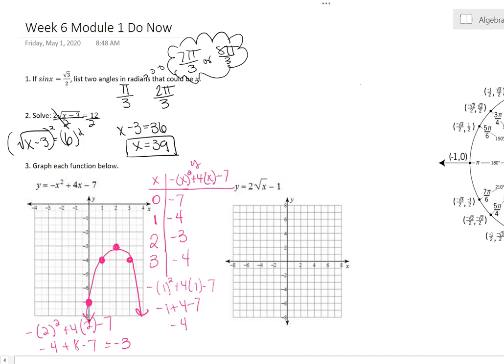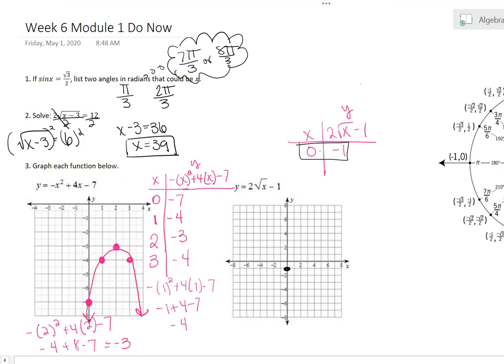Next guy, square root. We have 2 times the square root of x minus 1. Same thing, we can plug in values. I'm going to say my x's. And we're going to make informed x or input decisions because this is a square root graph, so I really only want to plug in things that make sense here. So let's plug in a 0 first. 2 times the square root of 0 is 0. 0 minus 1 is negative 1. My next point, I'm going to plug in something that I can easily take the square root of. So 0, negative 1.